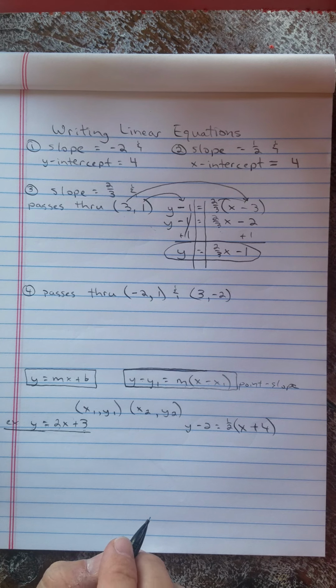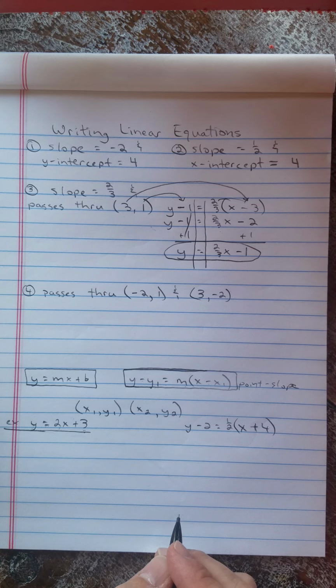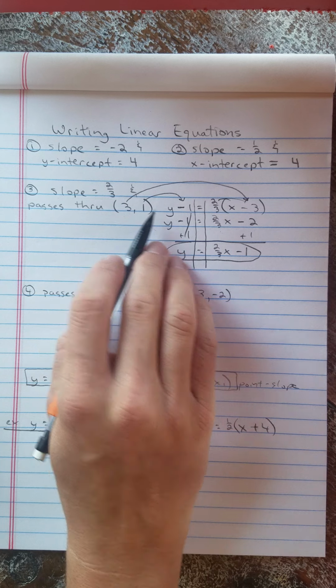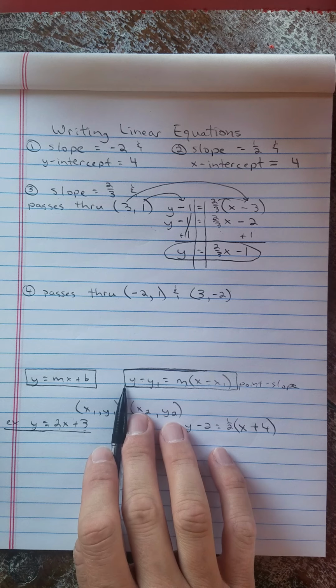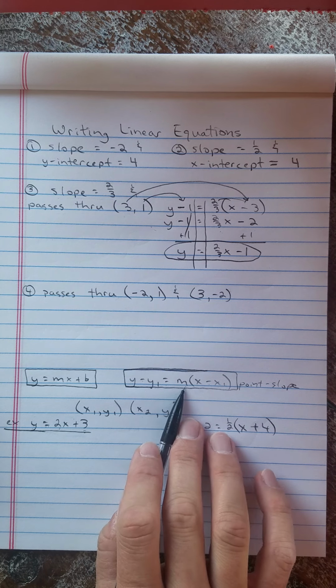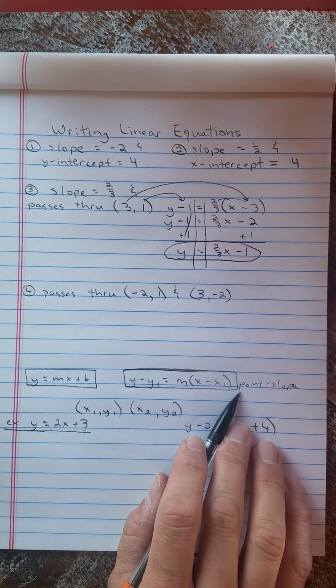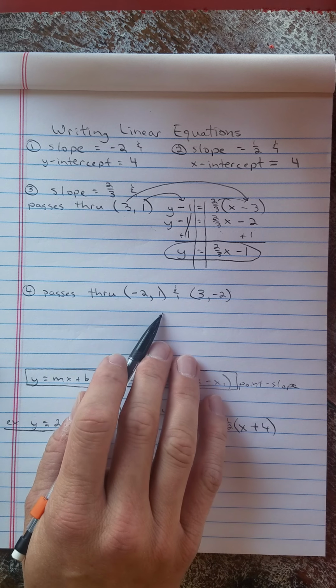Okay? So again, the key to being able to do this is recognizing that you need to plug the slope and the point into this formula right here. Point slope, y minus y1 equals m times x minus x1. And then you put bars over the equal sign and you convert from point slope form to slope intercept form. Okay? For number 4, there's an extra step.